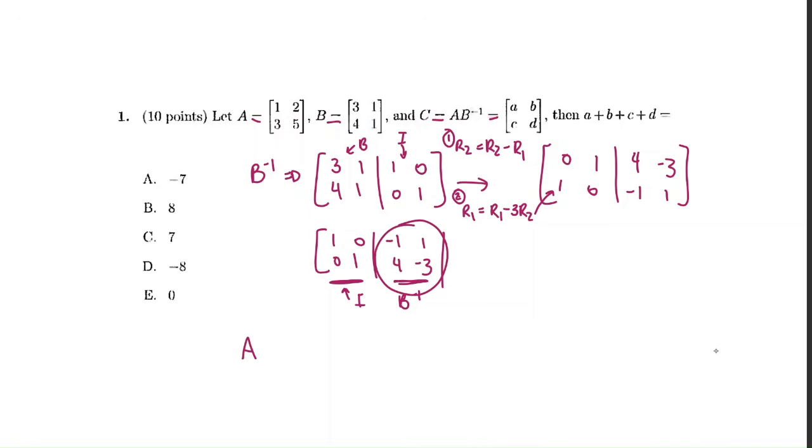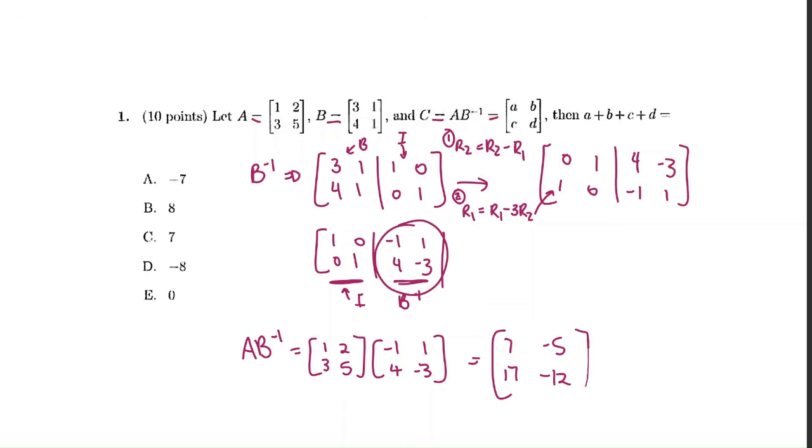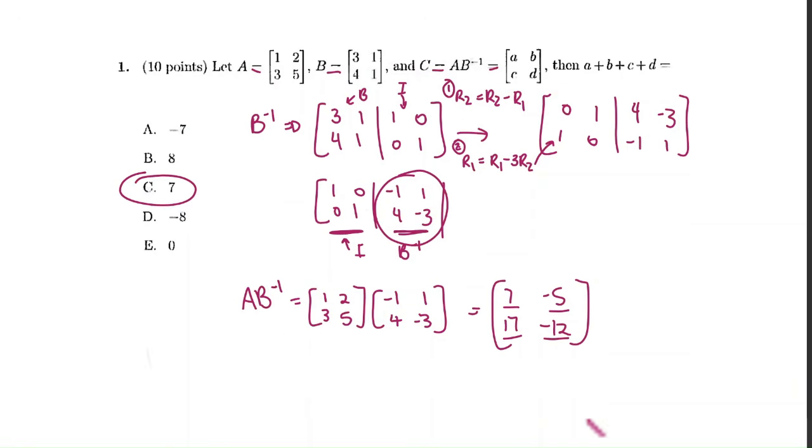So now we can just do this multiplication, and we get 1, 2, 3, 5 times negative 1, 1, 4, negative 3, which is equal to 7, negative 5, 17, and negative 12. Okay, and then when we add these together, so we add 7, negative 5, 17, negative 12, you can see that gives us 7, which is the answer.